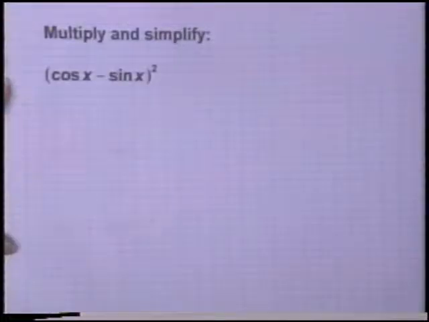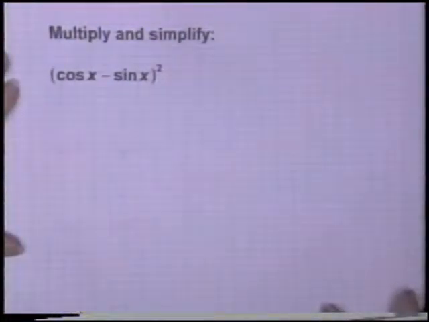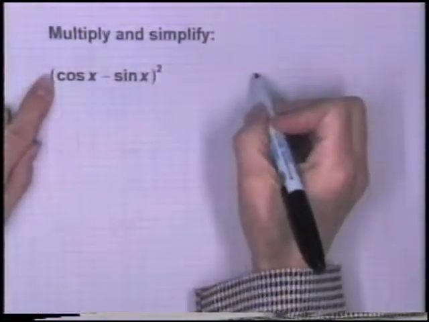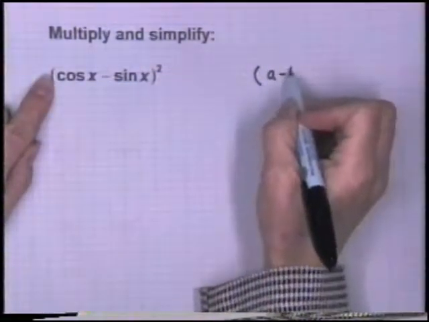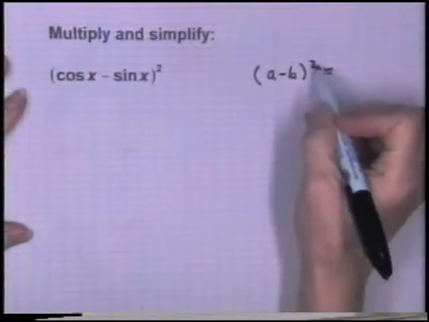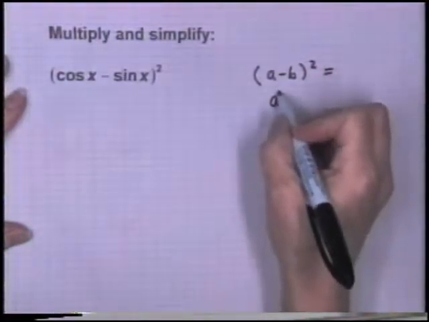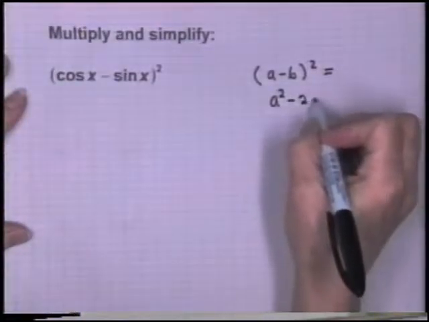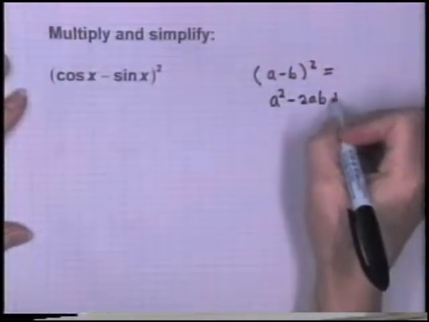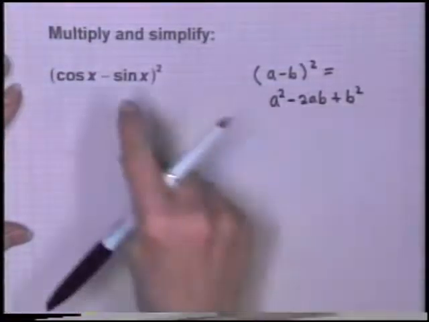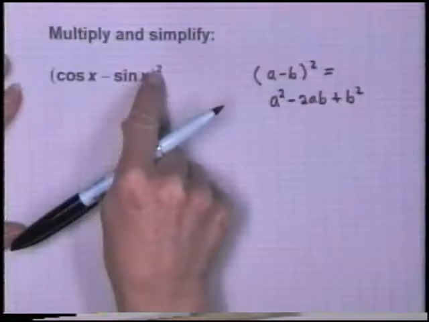In this next problem, it says to multiply and simplify. Notice here we have a quantity squared. Now this problem is similar in algebra to something like this: a subtract b, quantity squared. We know, of course, to square a binomial, we square the first term, we multiply the two terms and double, so we'll have a minus 2ab, and then we square the last term. So we're going to do that same process, but we'll do it with these trig functions.